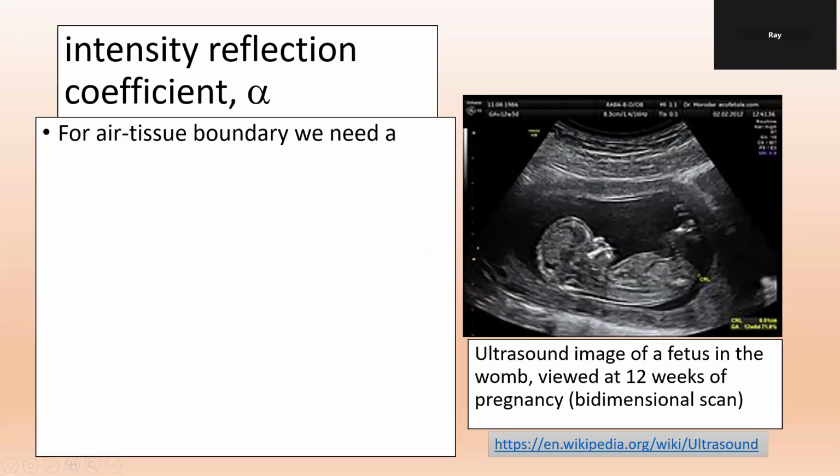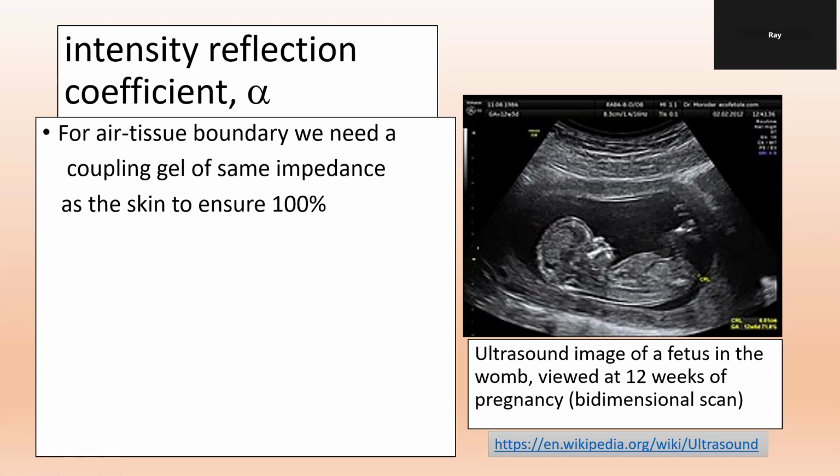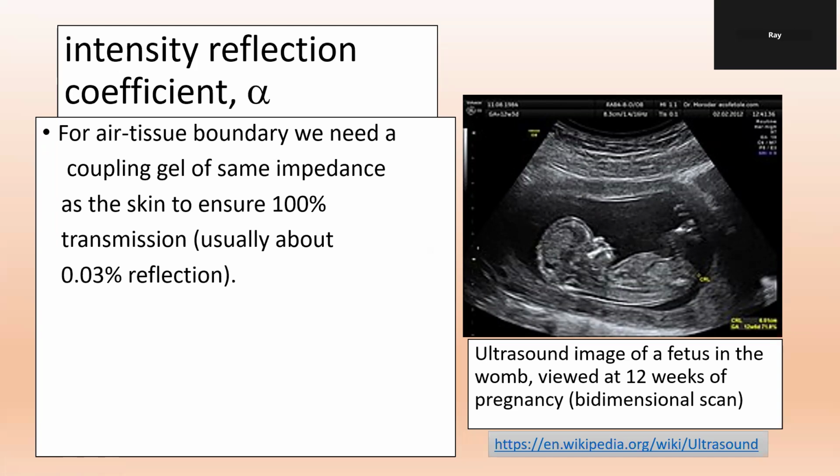For air tissue boundary, we need a coupling gel of the same impedance as the skin to ensure 100% transmission. Usually about 0.03% reflection. Right? We cannot just put a transducer on the surface of the body and then observe. Cannot. Because air tissue boundary, 100% reflection. So nothing enters, very little enters. So we cannot see anything inside the body. That's why we use a gel, right?